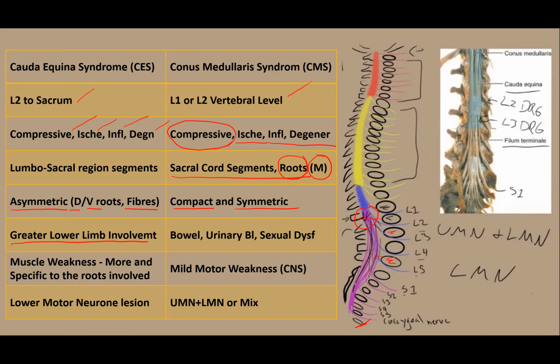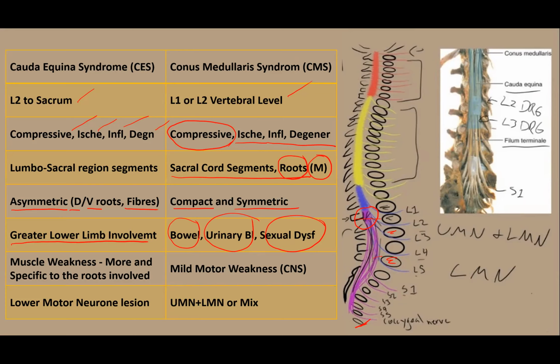But here, all those segments are not available. Only the sacral segments play a very small role in the lower limb compared to the lumbar segment. So you may not get a very extensive lower limb involvement. But these sacral segments take care of the bowel, urinary bladder, and sexual function. So the early onset of bowel bladder sexual dysfunction is a feature of the conus medullaris compared to Cauda equina, where they may occur if the sacral segments are affected but quite late in the illness.